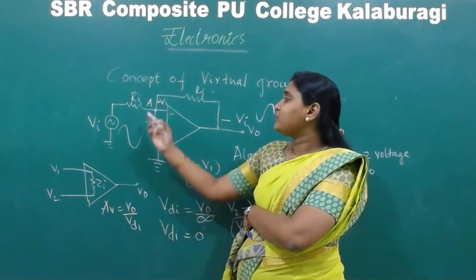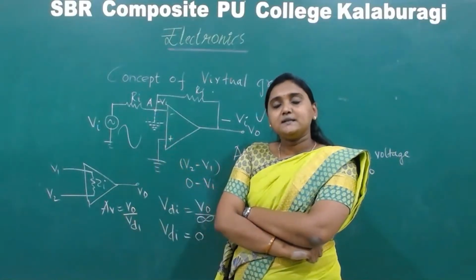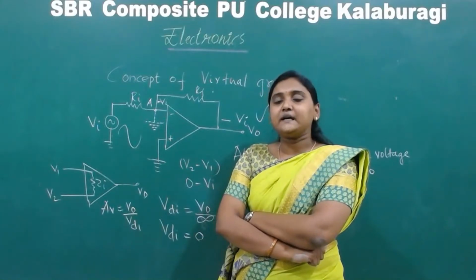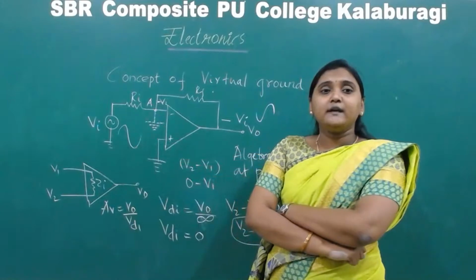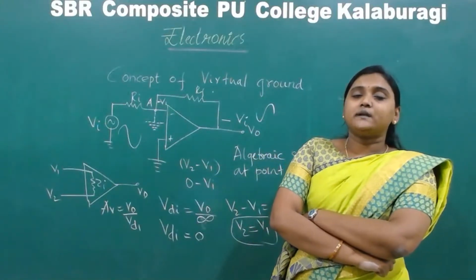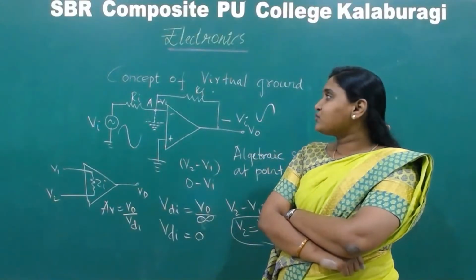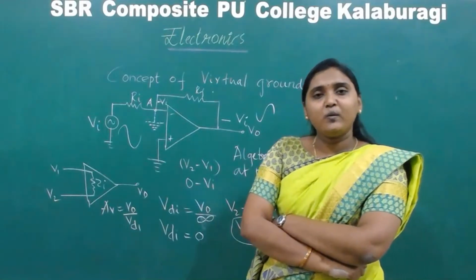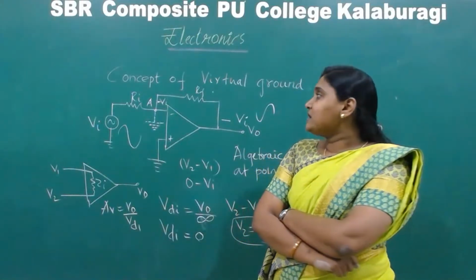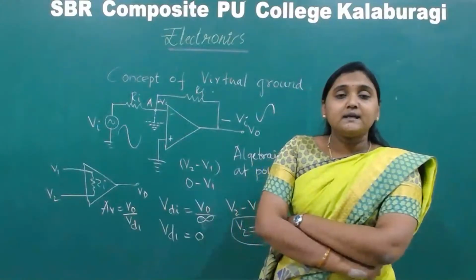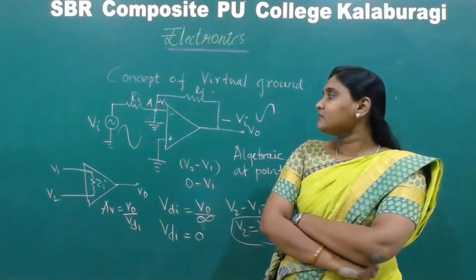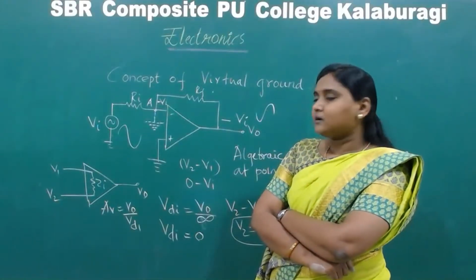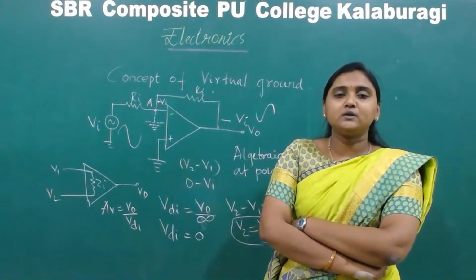Virtual ground concept: point A is at 0, even though it is not physically connected to ground. The potential at A is 0, even though it is physically not connected to ground. So what is this concept of virtual ground? The situation where the potential at the point A is going to be 0 without actually being physically connected to the ground.